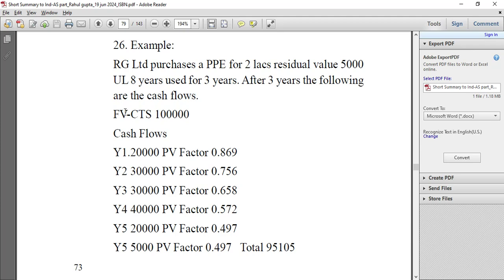So recoverable value would be the higher of fair value less cost to sell or value in use, which is 1 lakh.